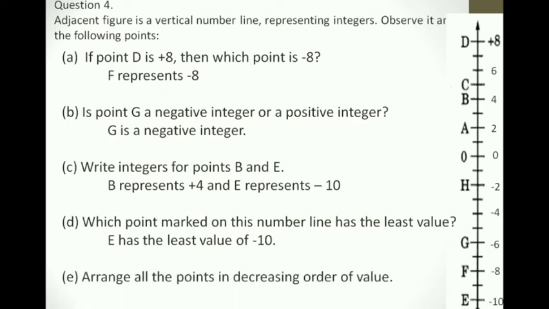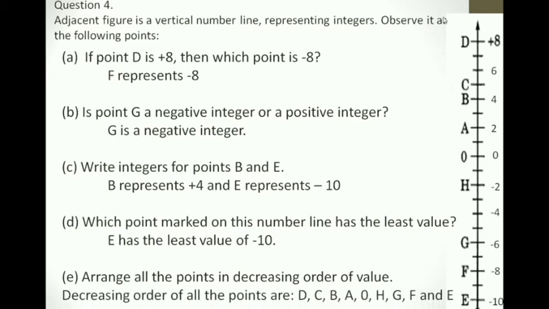Arrange all the points in decreasing order of the value. Decreasing order, that means from the highest to the lowest. So how we can represent? D, C, B, A, O, H, G, F and E. Okay, is it easy?